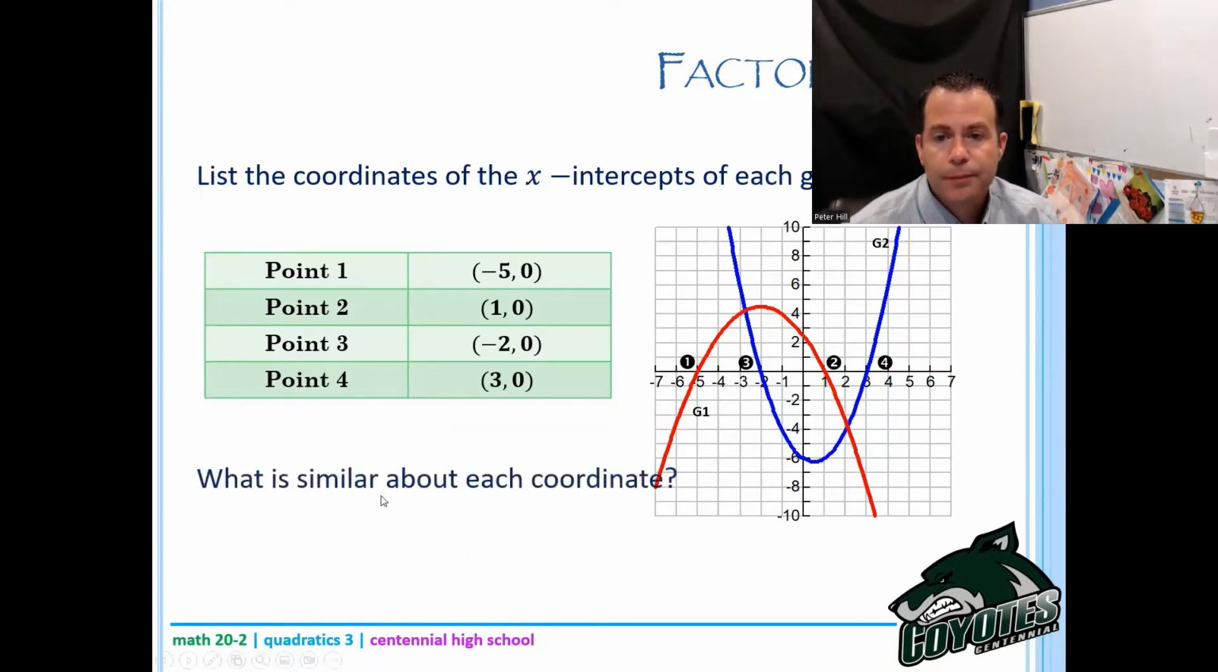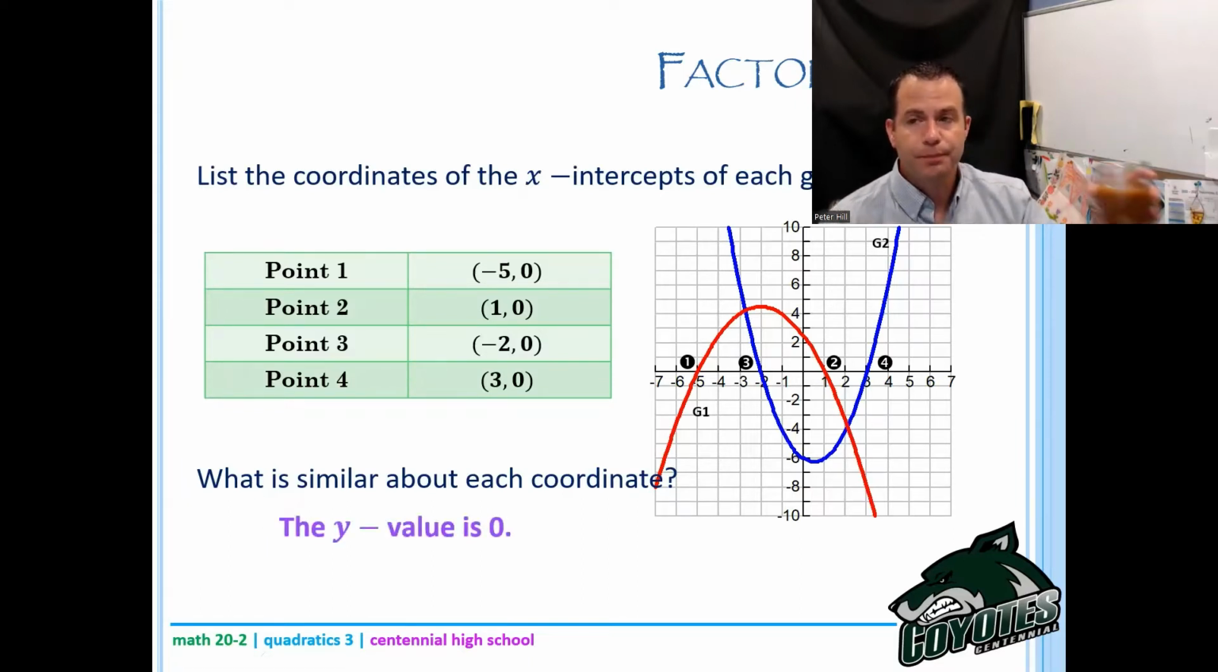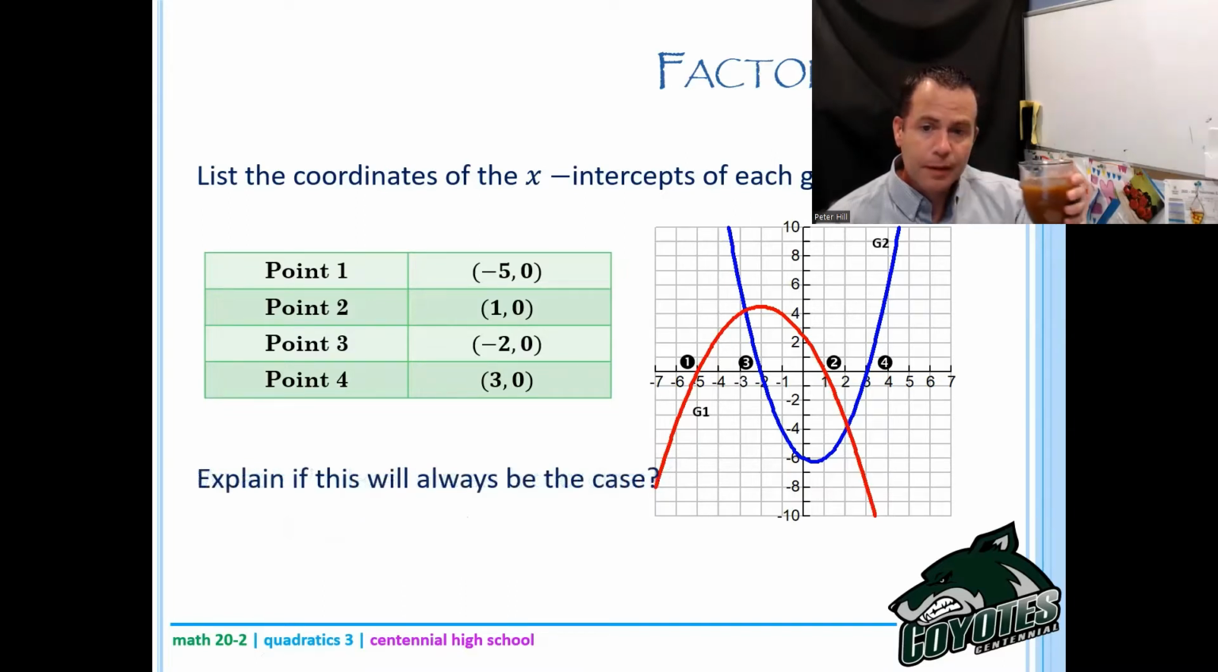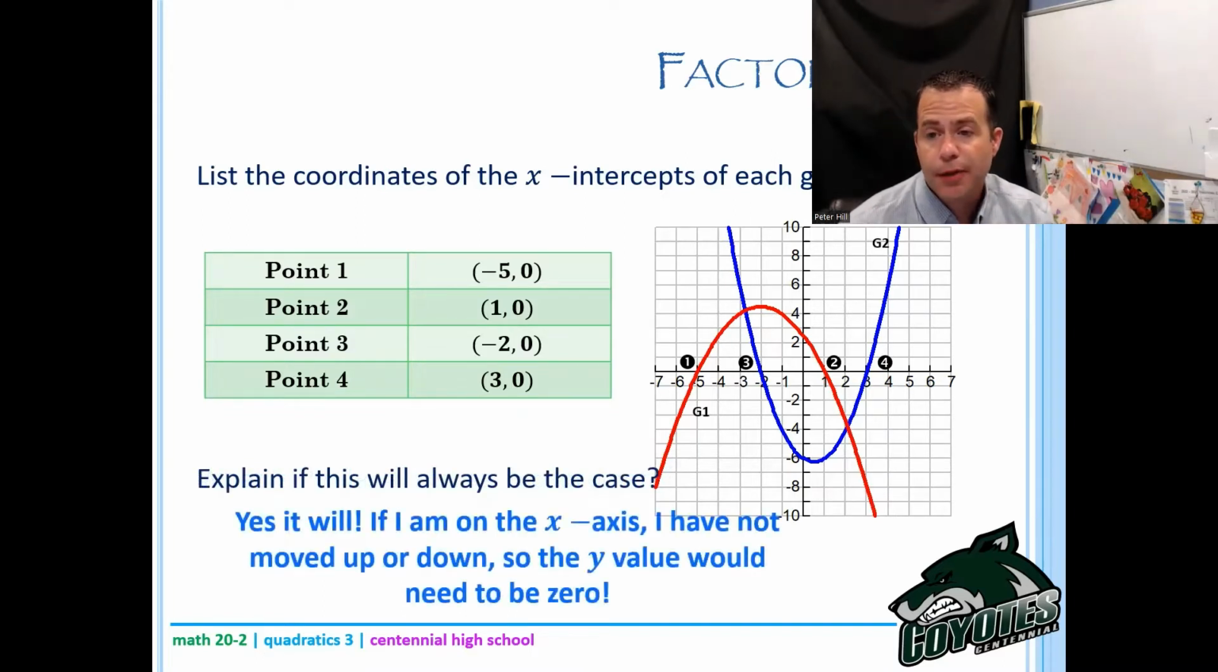All right, now, what is similar about each coordinate? Well, the thing I want you to notice right off the bat is all the y values are 0. And that should be the case because I'm on the x-axis, right? Yesterday, actually, we had the same talk, except it was about the y-intercepts. All the x values on the y-intercepts were 0. Well, now all the y values on the x-intercepts should be 0. Explain if this will always be the case. Yes, it will. If I'm on the x-axis, I would have not moved up or down, so the y value would need to be 0.